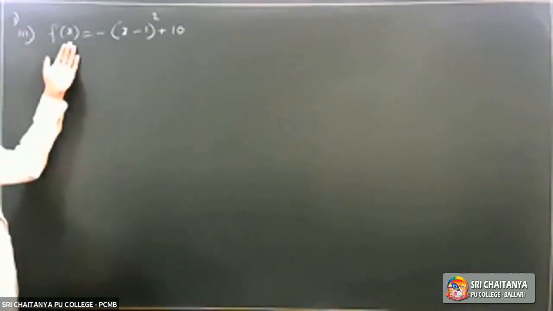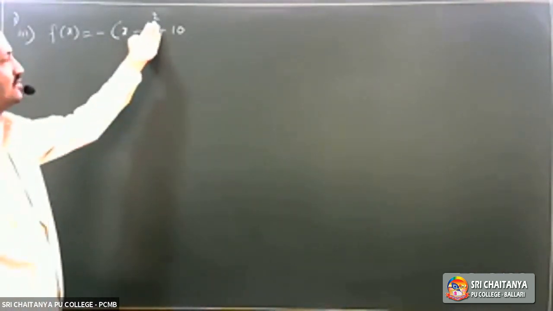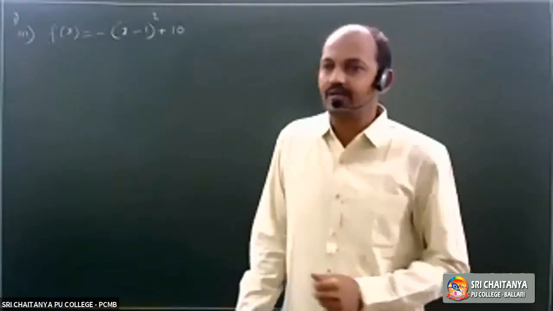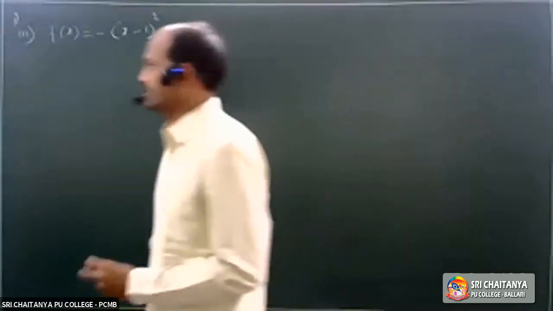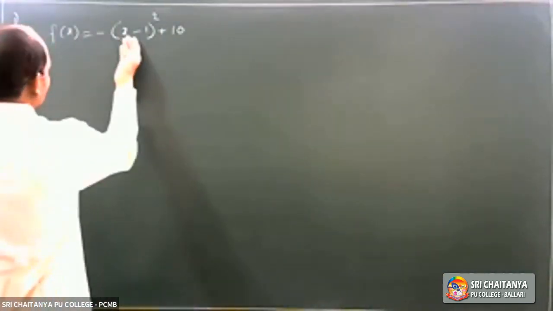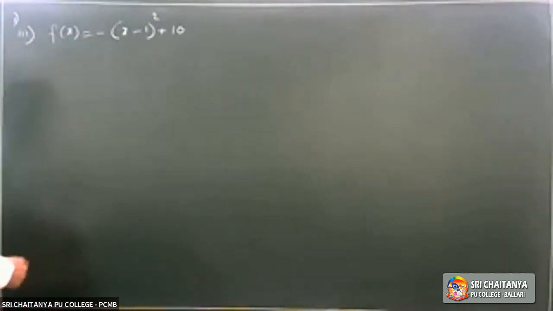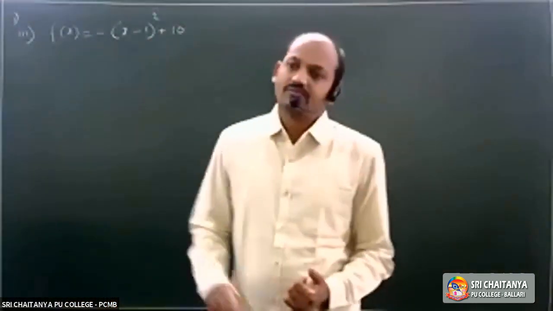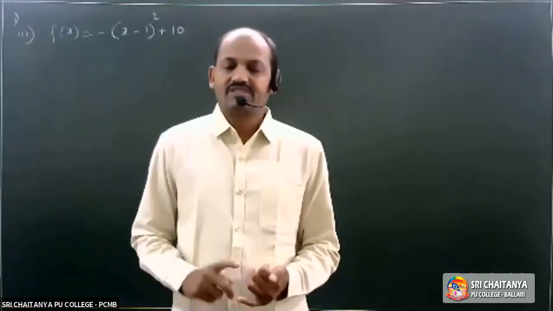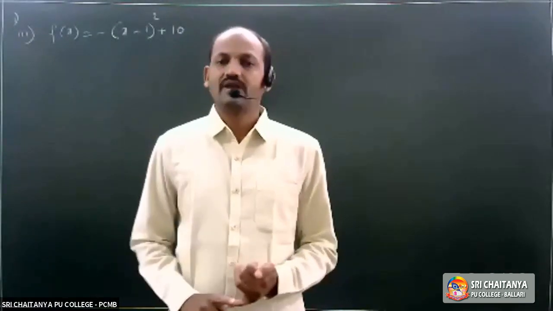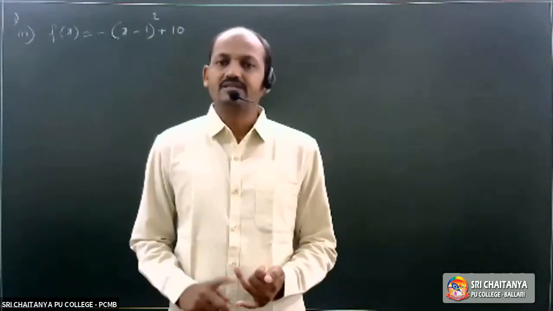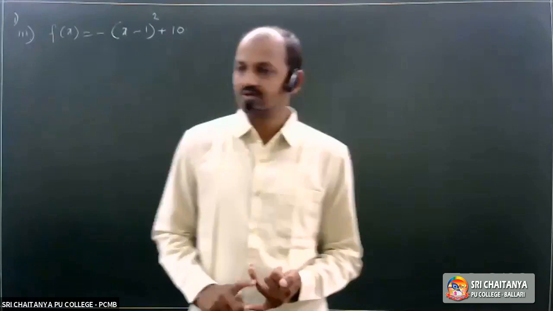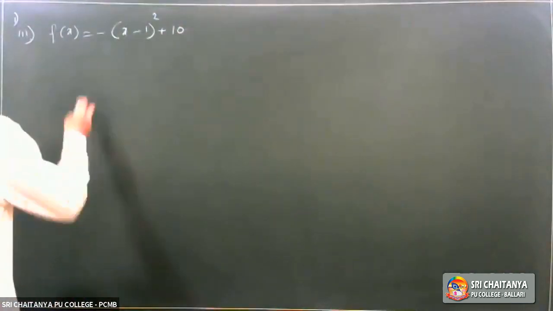Third one, f of x is equal to minus of (x minus 1) whole square plus 10. Find the maximum and minimum of the following function. First method, find the derivative. Find the second derivative. If the second derivative is negative, it is a maxima. In case the second derivative is positive, the function has a minimum. First, find the differentiation.